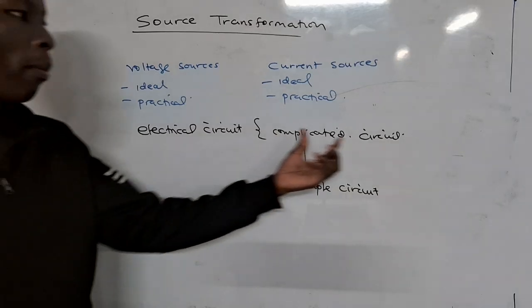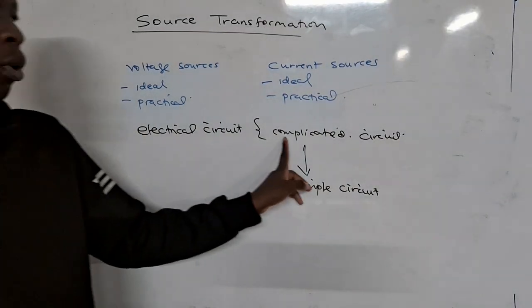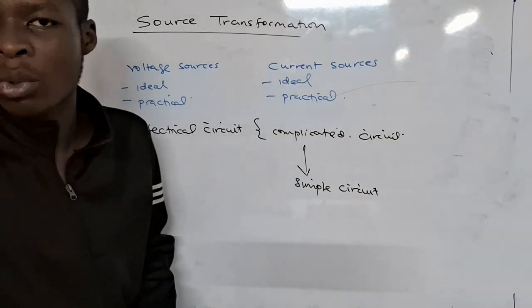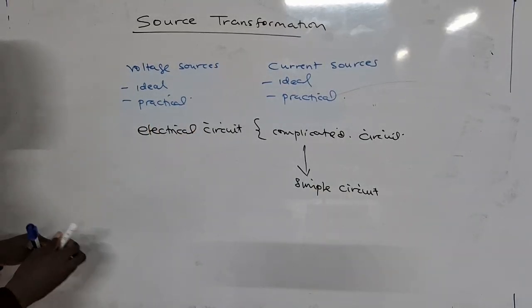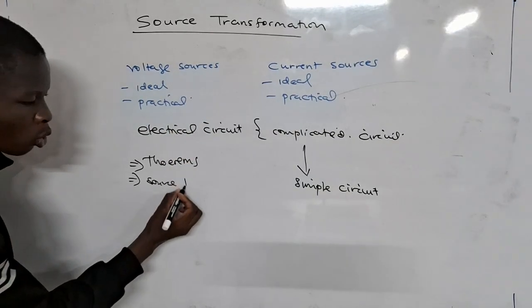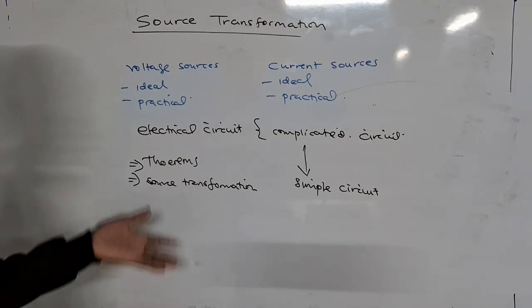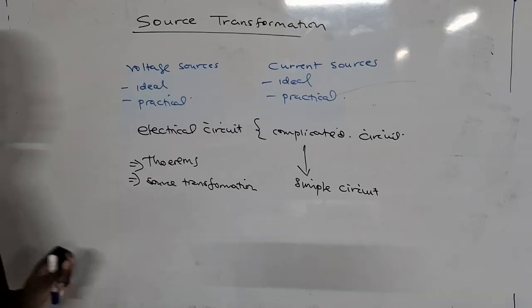You have a complicated circuit and you want to solve it. So you are supposed to convert this complicated circuit into a simple circuit. How are we going to do that? We are going to simplify these circuits with the help of theorems and with source transformation. There are theorems that we are going to study in this course: Thevenin's theorem, the maximum power transfer theorem, and Norton's theorem. Almost 7 up to 9 theorems are there. Don't worry about the theorems right now. For now, we would like to discuss source transformation.